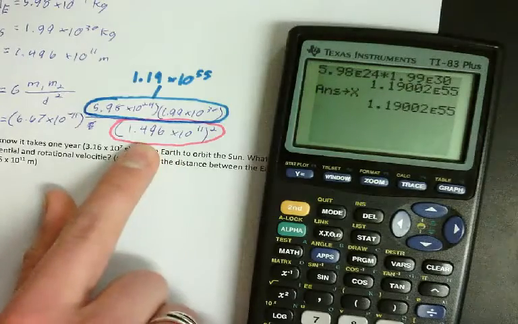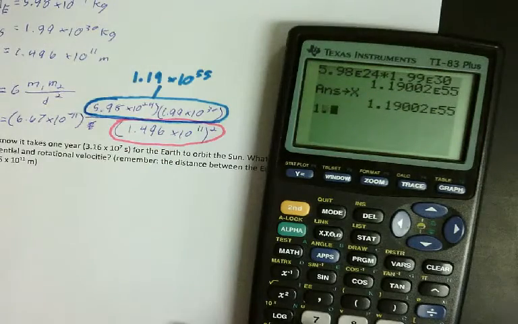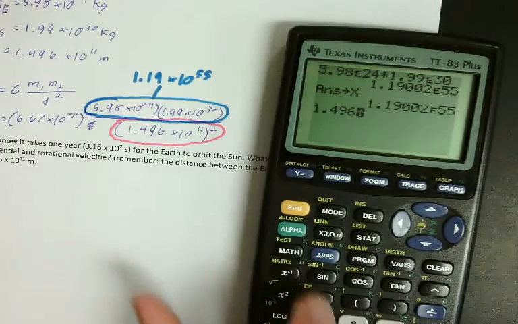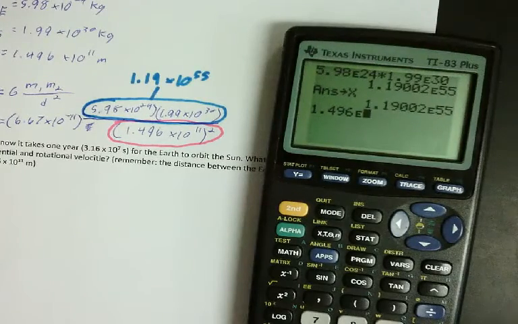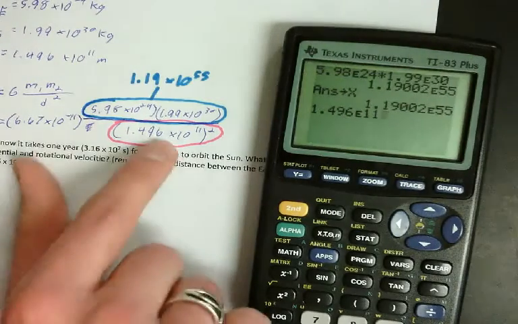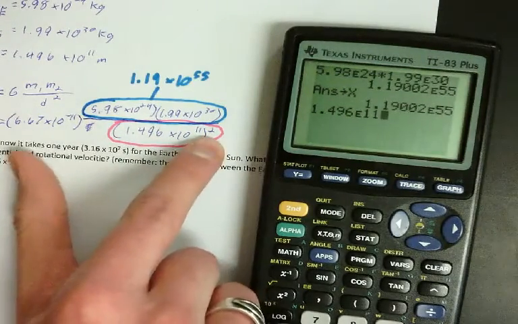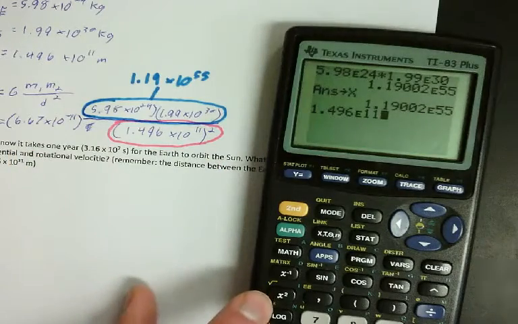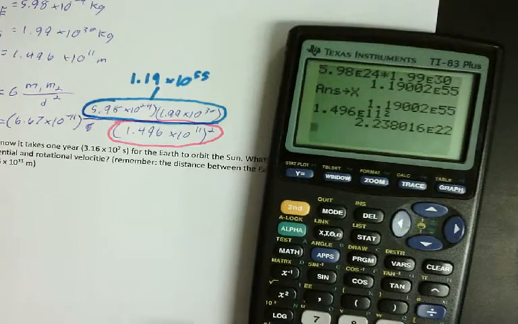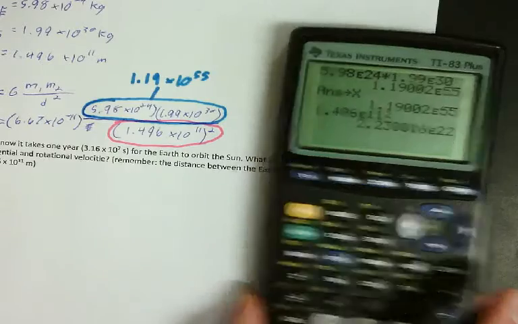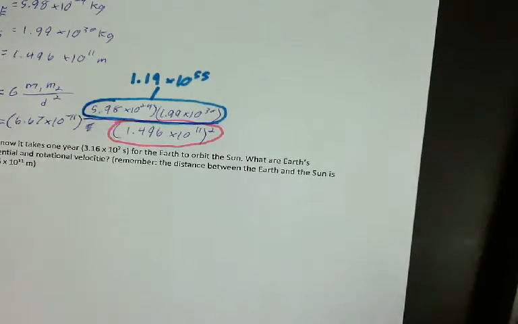So let's put in this bottom number. So 1.496. There's the second EE, so there's my power button. I'm putting in 11. Now, this number is squared. All you have to do, find the square button on your calculator, put squared at the end, hit equals, and there's the number. So the bottom, the denominator, 2.24 times 10 to the 22nd. I am going to go ahead and round a little bit.